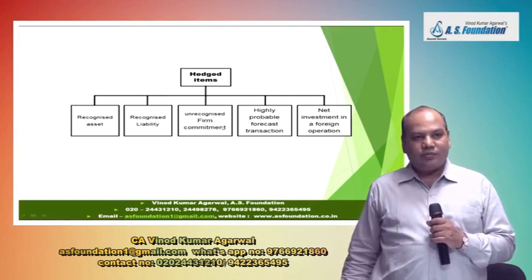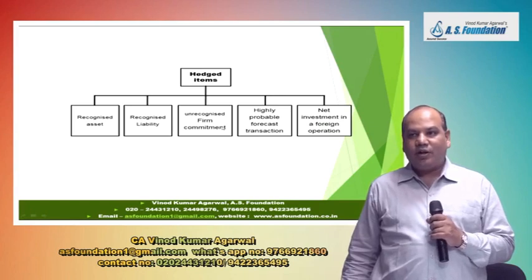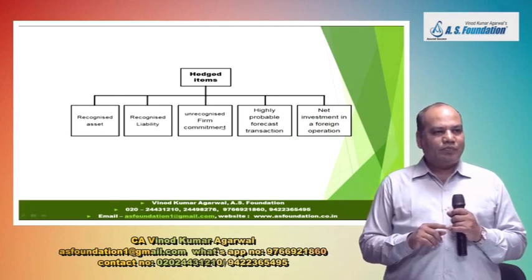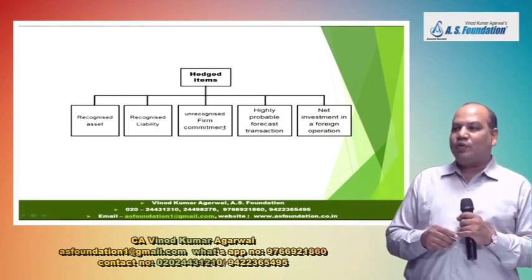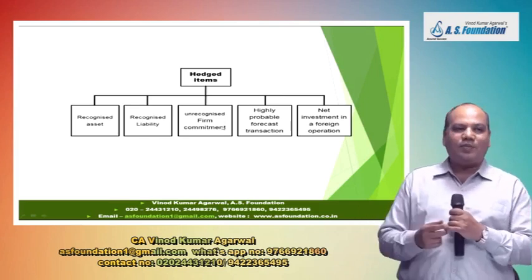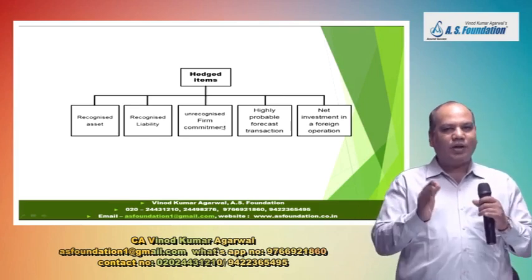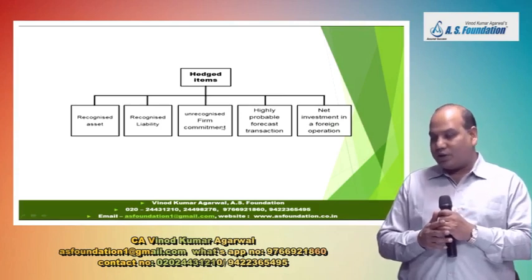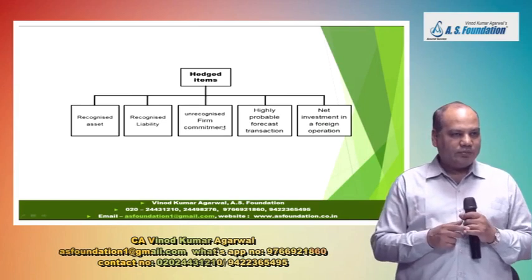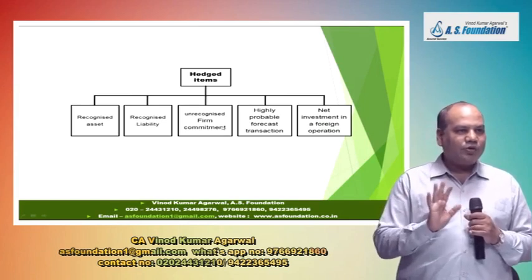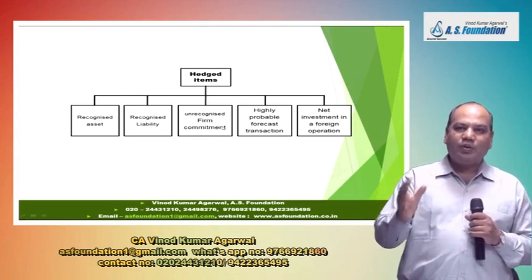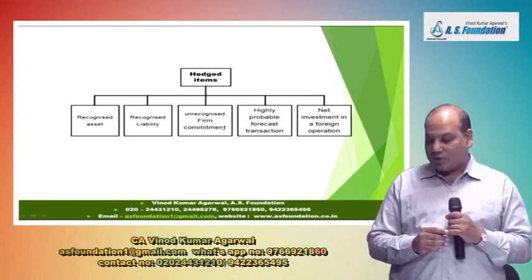Unrecognized but firm commitment. Unrecognized means it is not appearing in the financial statement right now. Like the example printed in your book, you have entered into a contract to buy machinery from Alabama after 6 months at $50,000. That is an example of unrecognized firm commitment, because that contract is not shown in books right now anywhere, but there is a commitment, a contract to buy the machine at $50,000.